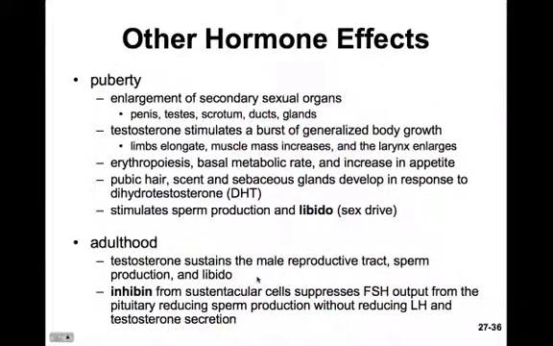So, hormones have many different effects during puberty and in adulthood, but especially in puberty. In puberty, we'll see that these hormone secretions have an effect on the enlargement of secondary sex organs, like the penis, the testes, the scrotum, and the ducts and the glands. Now, the penis will continue to grow for a couple of years after the testes reach their full size.